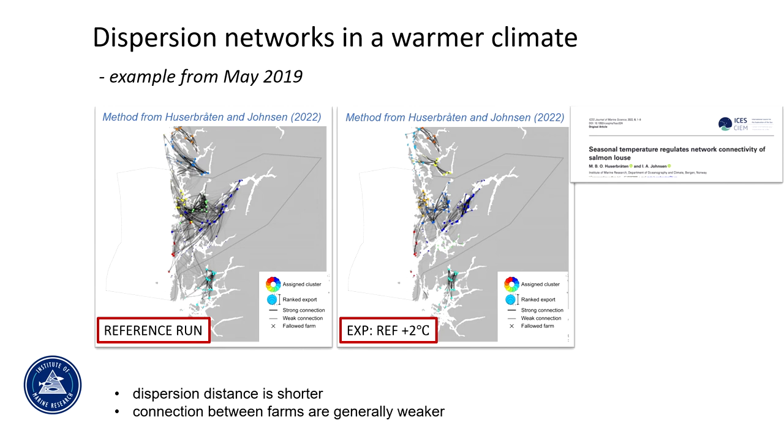And this can be exemplified by defining dispersion networks following a method which was published this year by Husa, Bråten and Jonsson. And the example is from May 2019. And the colors define farms which are estimated to be in the same network. Thick lines indicate the strongest connections between the farms. And as seen, the networks on the right panels are more well-defined than those on the left, and the connection between the farms are generally weaker than in the reference run.